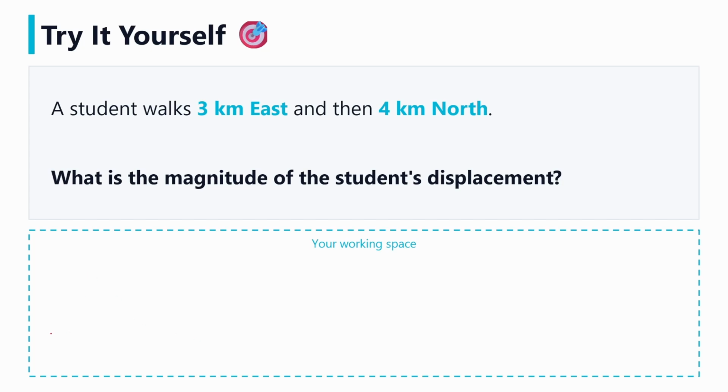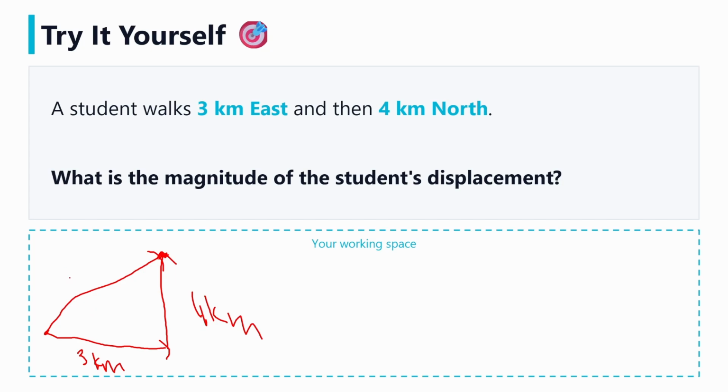So as you can see, it walks 3 kilometers east, and then it travels 4 kilometers north. So what is the displacement? Well, it's basically the shortest distance from the initial and final position. So this is the initial position, and this is the final position. This is the distance, right? It's the shortest possible distance. I guess it's a straight line.